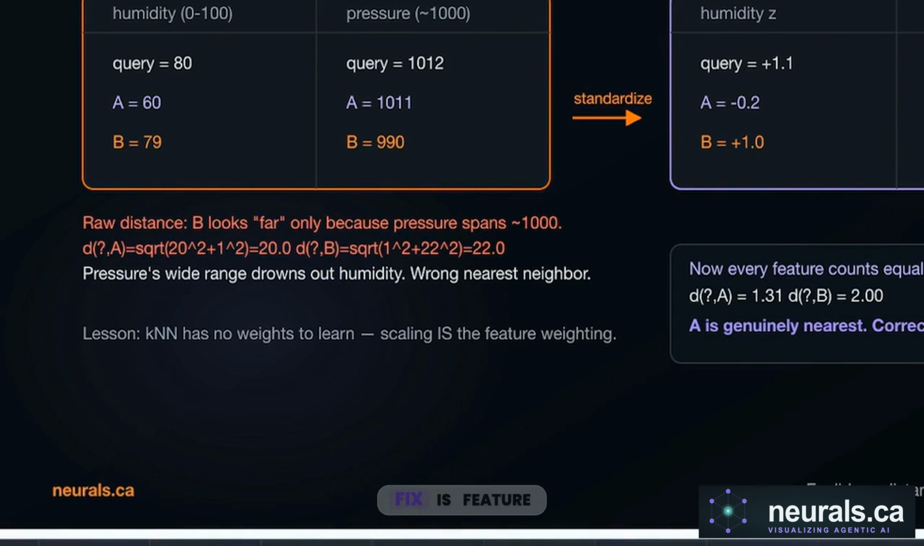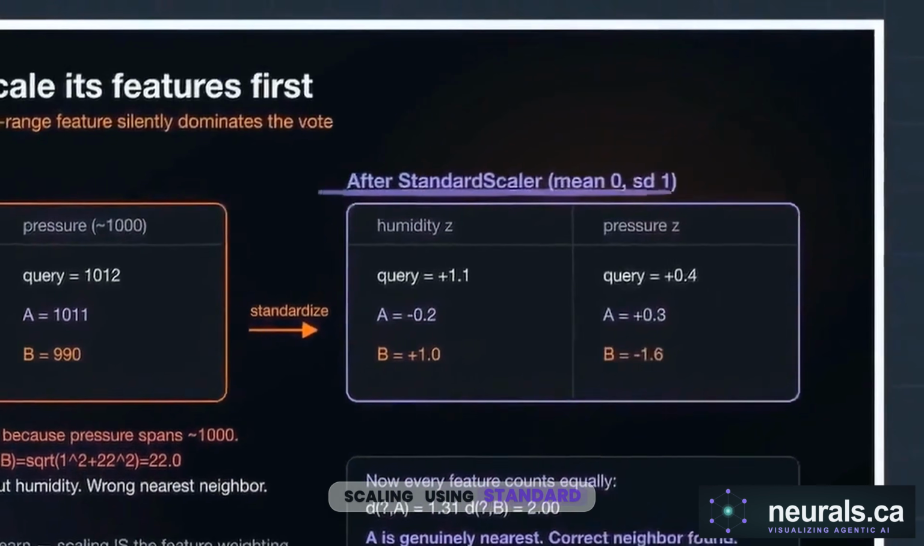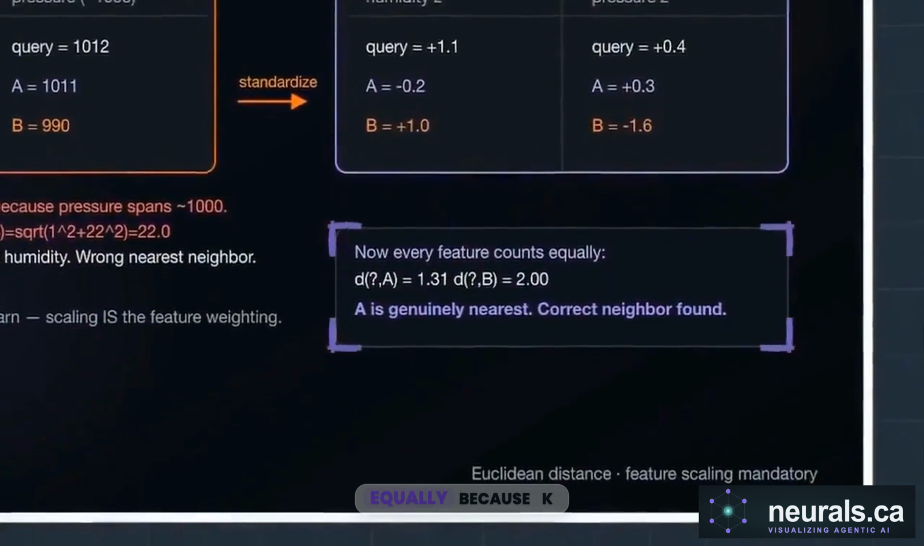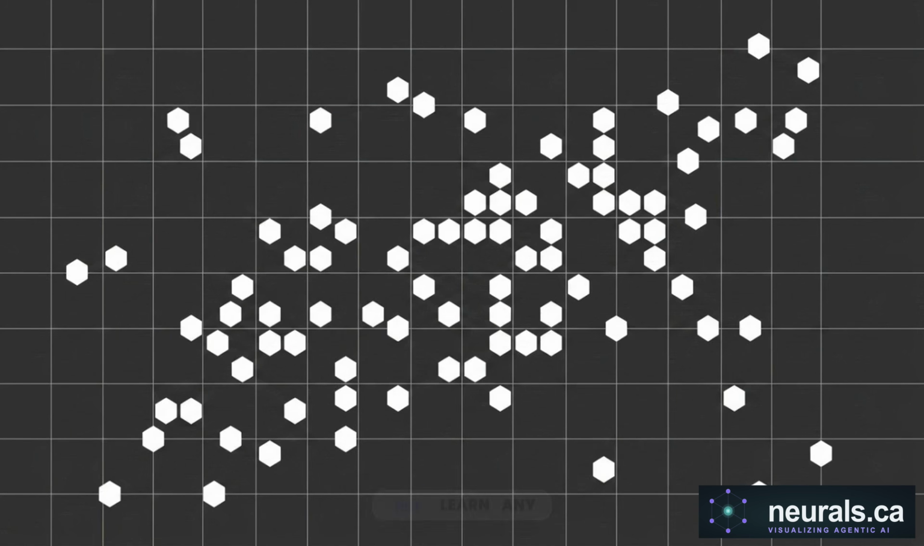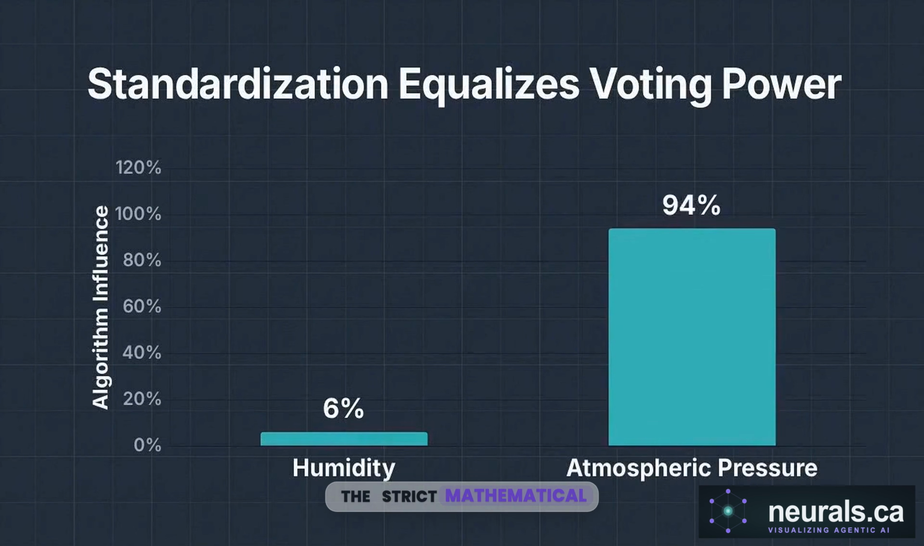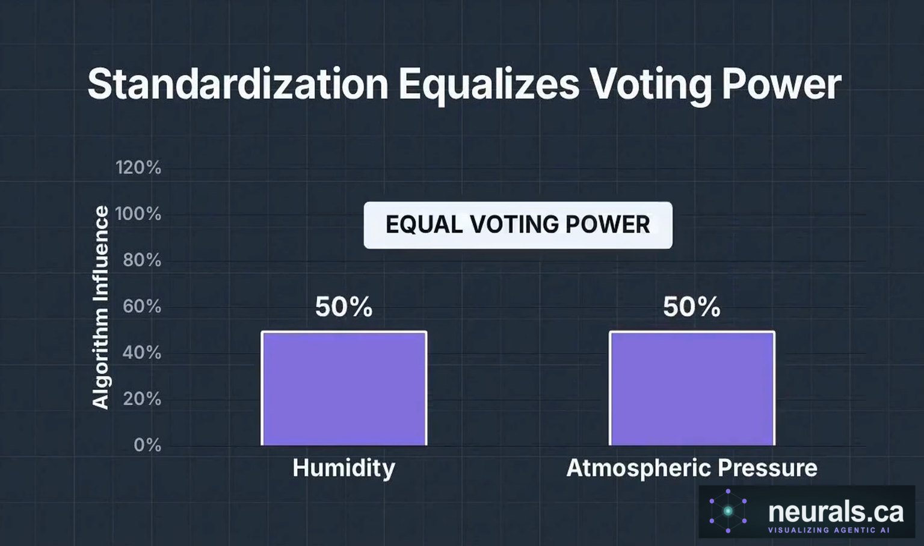The mandatory fix is feature scaling. Using the standard scaler, we mathematically squash all features into a proportional range, sharing a mean of 0 and standard deviation of 1. Rescaling converts raw numbers into comparable z-scores, allowing every feature to count equally. Because k-nearest neighbors does not learn any internal weights during training, standardizing your data is not an optional best practice. It is the strict mathematical step that gives every feature equal voting power.